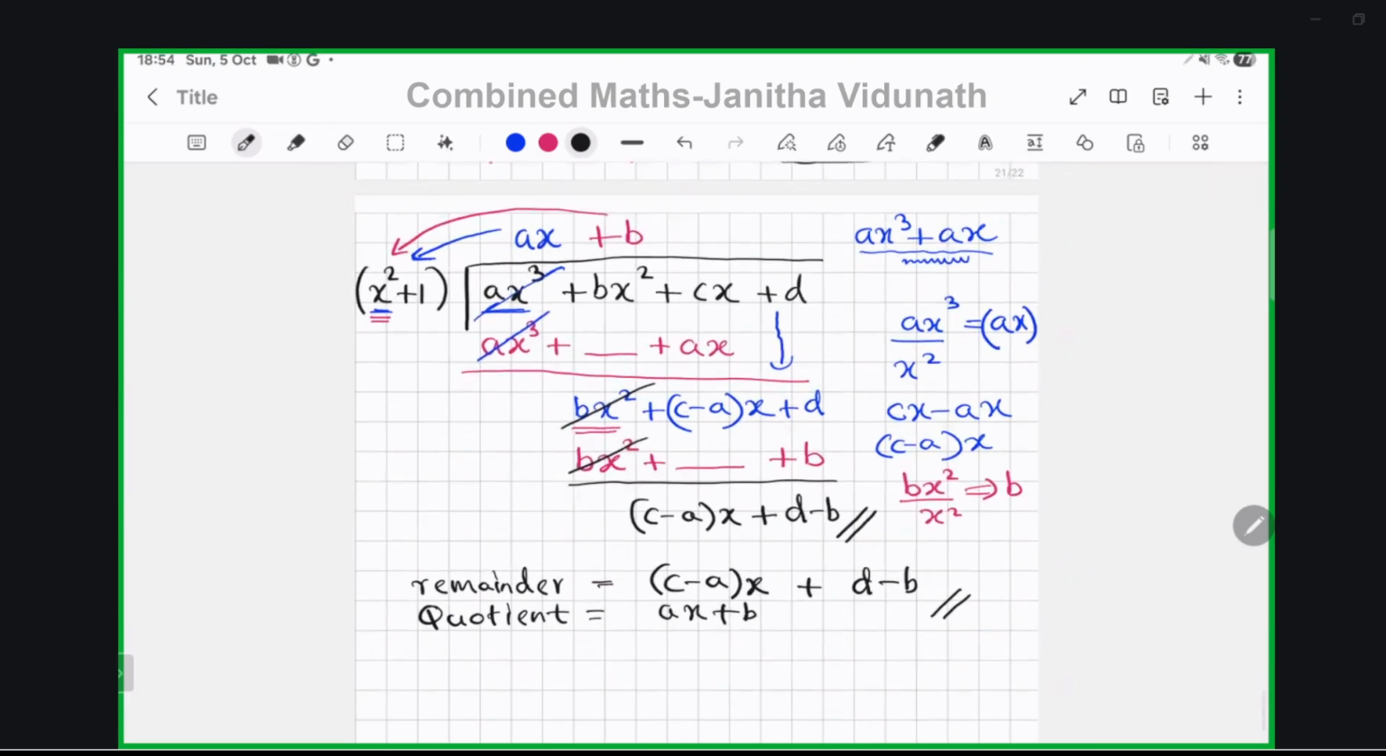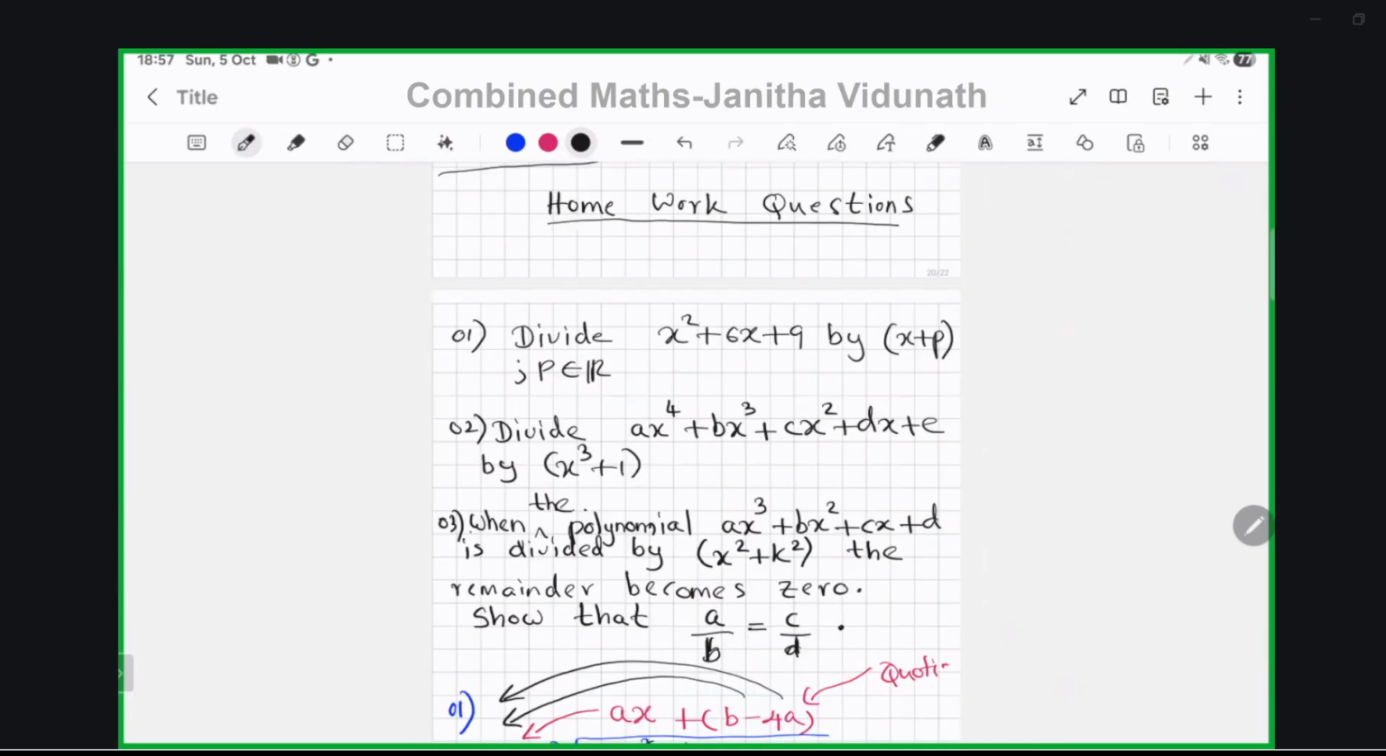I will give 1 minute to write down this answer. Write down those three equations and do them as homework questions.